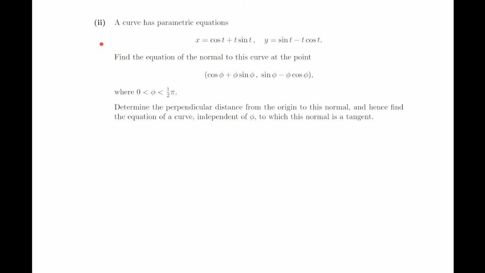Okay, part 2. A curve has parametric equations x equals cosine t plus t times sine t and y equals sine t minus t times cosine t. Find the equation of the normal to this curve at this point, where again phi is between 0 and pi over 2. And then determine the perpendicular distance from the origin to this normal line, and hence find the equation of a curve independent of phi to which this normal line is tangent.